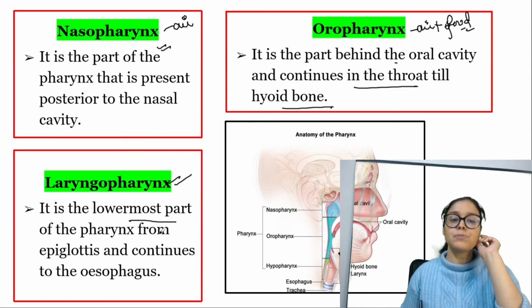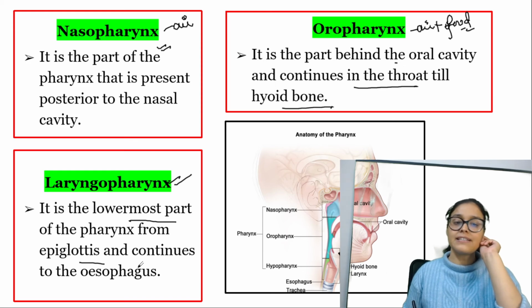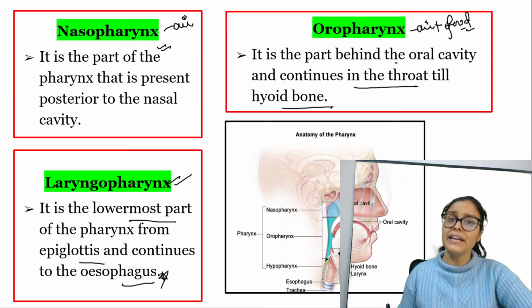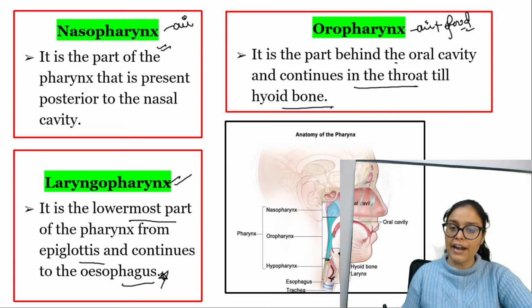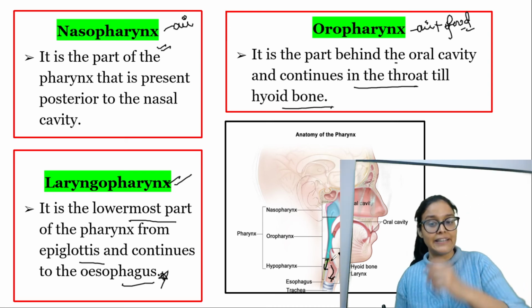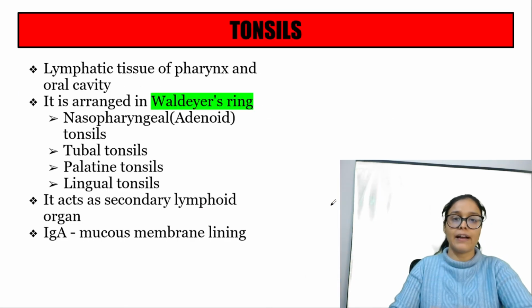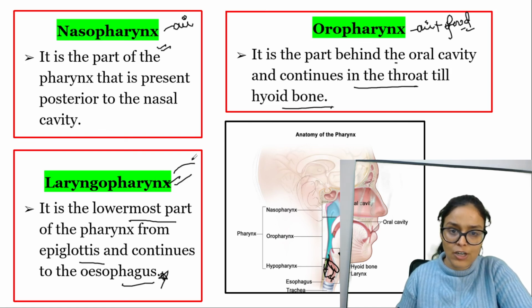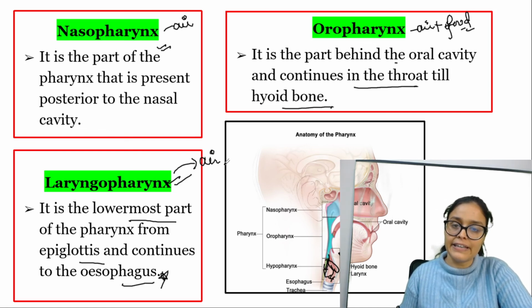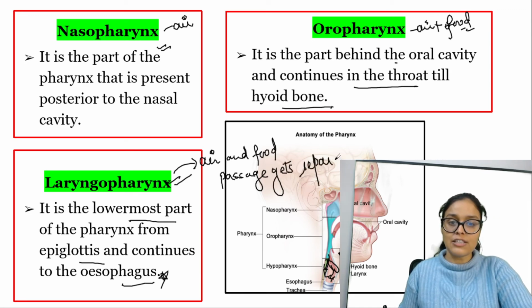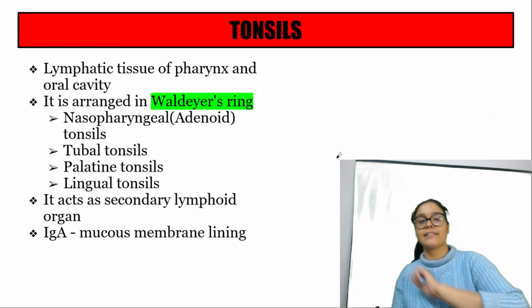Laryngopharynx is the lowermost part of the pharynx from epiglottis and continues to the esophagus. So obviously laryngopharynx का क्या काम होता है? It will separate the air passage and food passage. So while we are eating, this air passage gets blocked and food will be entering into the esophagus, right? So you can say laryngopharynx में air and food passage get separated. Simple. So this is all about the laryngopharynx, right?